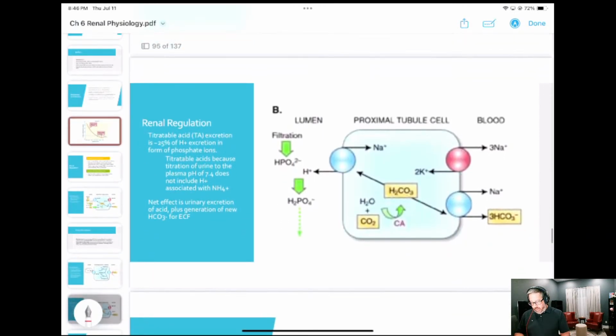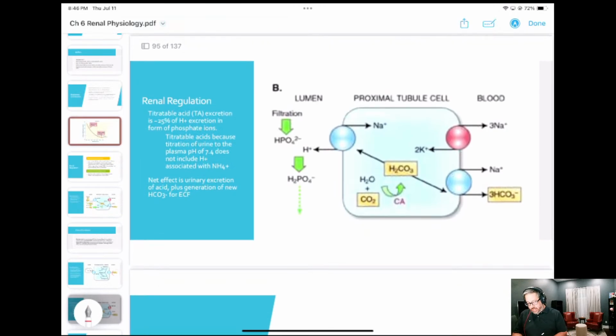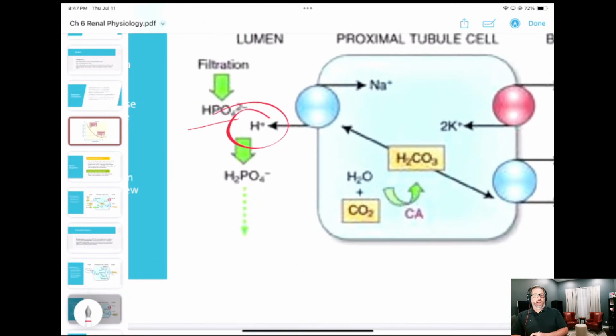We also have titratable acids. One of them is our phosphoric acid, with these phosphate ions. Again, all these titratable acids do is bind to the hydrogen. They bind to it, and they're able to hold on to it and pee it out. So we're able to titrate these things and get rid of them. That's why they're called titratable acids.